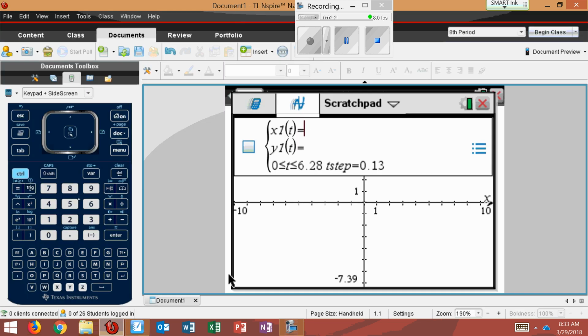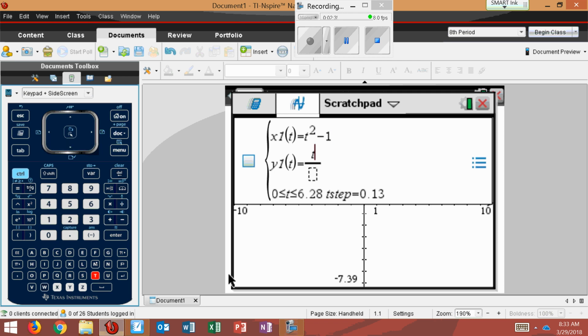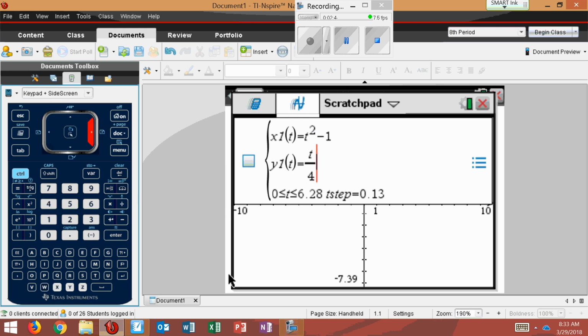So we have t squared minus 1 for the x, and then the y equation was t over 4, and then I forget what came after it, t over 4 plus 2. Okay, and then you go down here and type in your t value. We wanted to look from -3 seconds, so I'm going to put -3 on the left of t, and then you put +3 on the right of t. This tells the calculator what seconds to look at. Now this t step is just how often the calculator will refresh. So it's going to refresh about a tenth of every second.